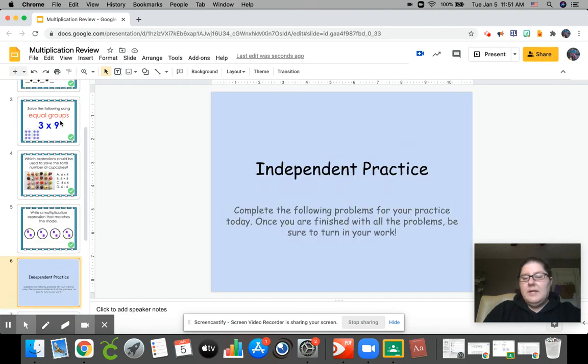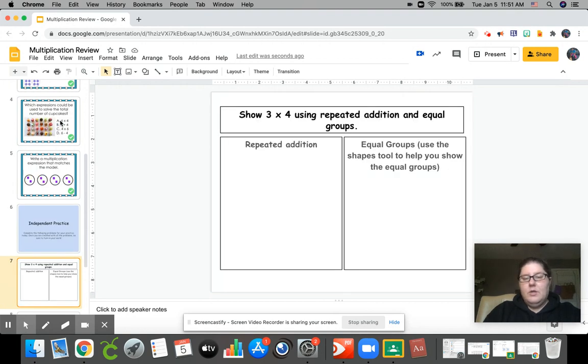So your independent practice today is to complete the following problems. Once you are finished with all the problems, be sure to turn in your work. So your job will be to do these last few slides. So this one tells you, show 3 times 4 using repeated addition and equal groups. So here, show repeated addition with 3 times 4. You only have to choose one. Next, show equal groups. You can use the shapes up here to draw yourself some groups, okay?